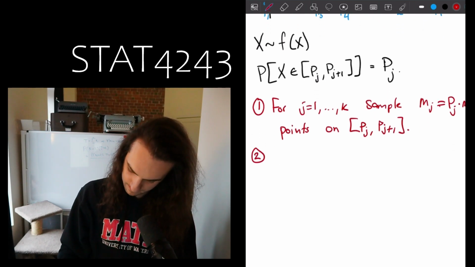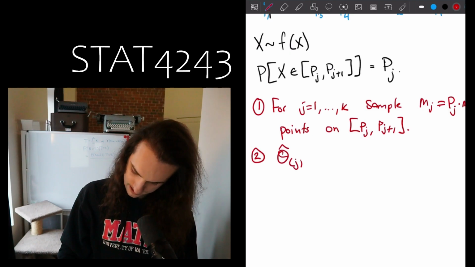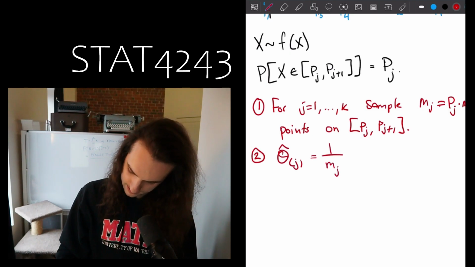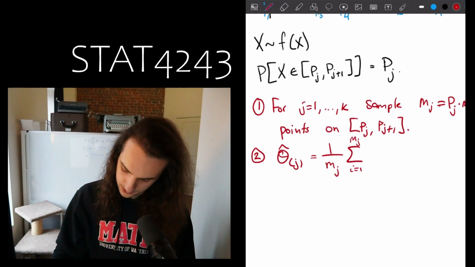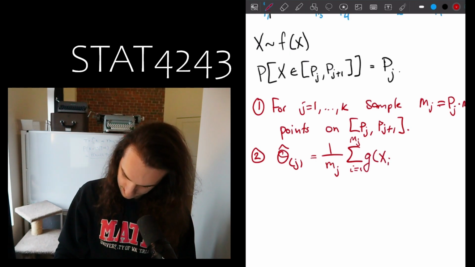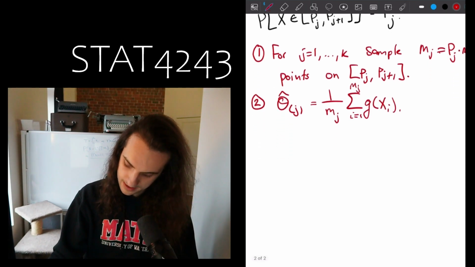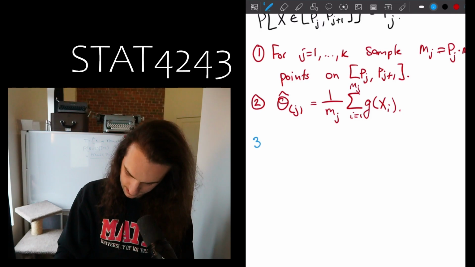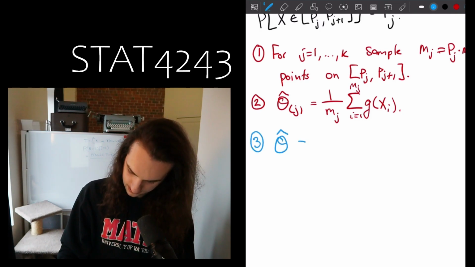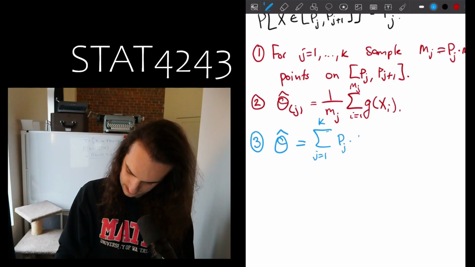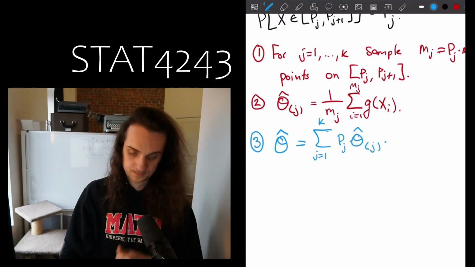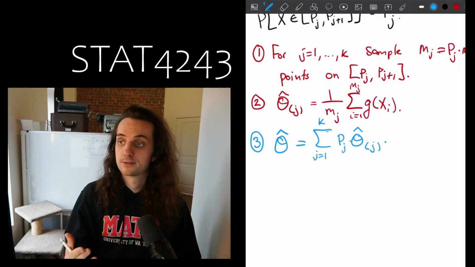We calculate theta hat j is 1 over mj times the sum from i equals 1 to mj of g of x just computed on those samples there, right? And then at the end, we come together and we say theta hat is then going to be equal to, and we sum over each of the j's, so j equals 1 to k, and we're going to take pj times theta hat j, right? And so that's sort of the full process that we're thinking about here.